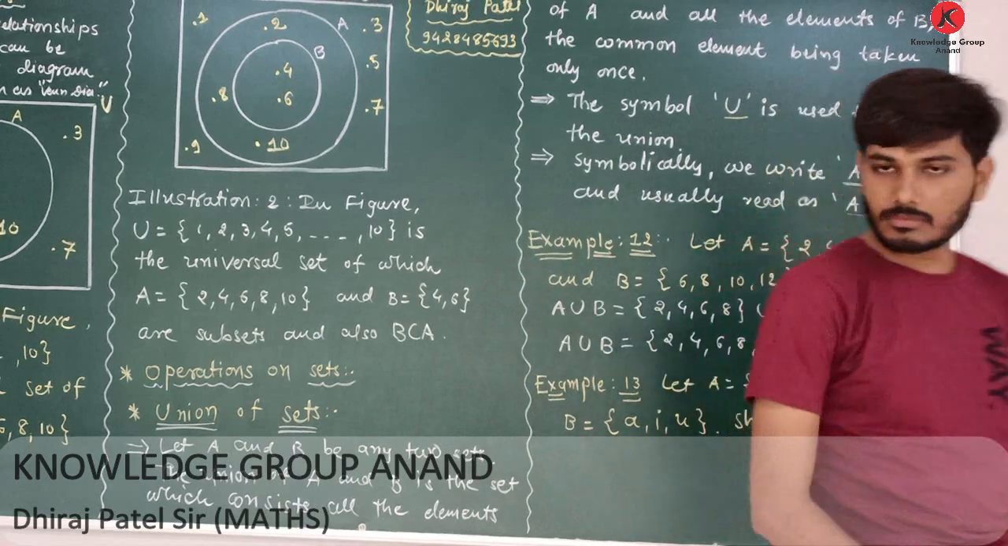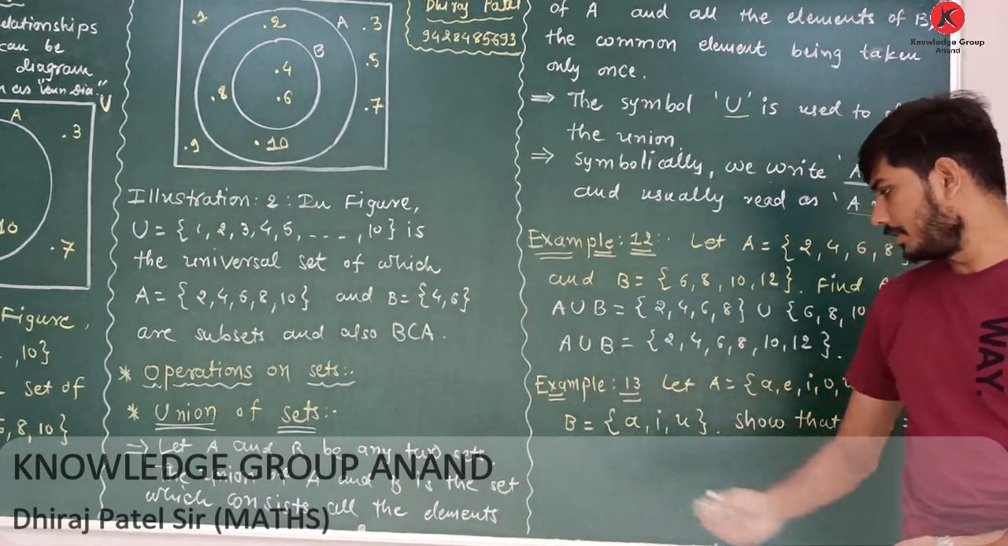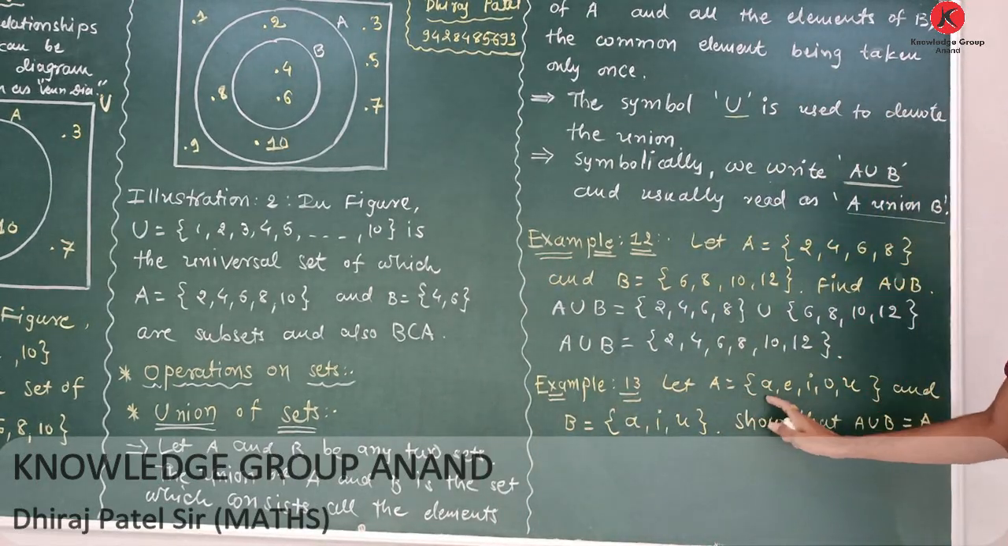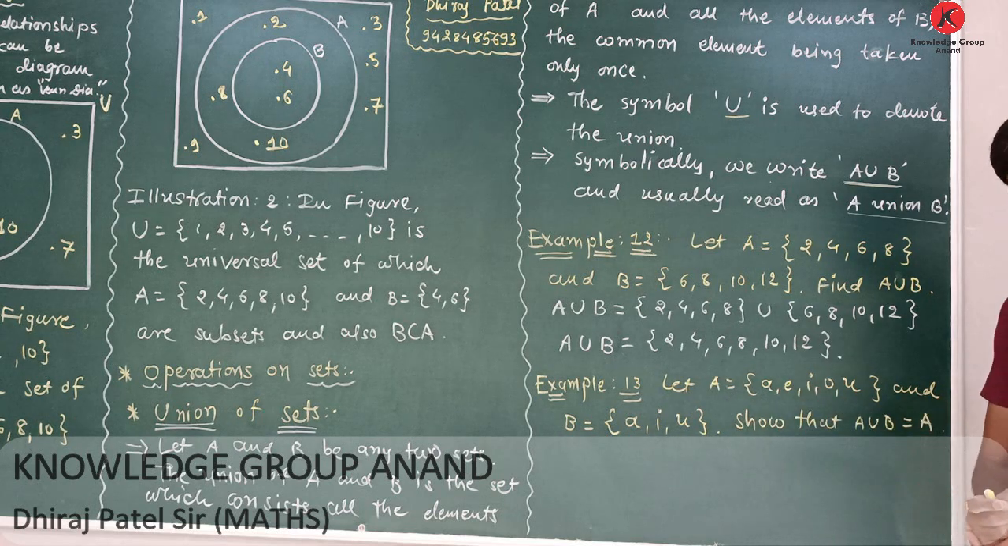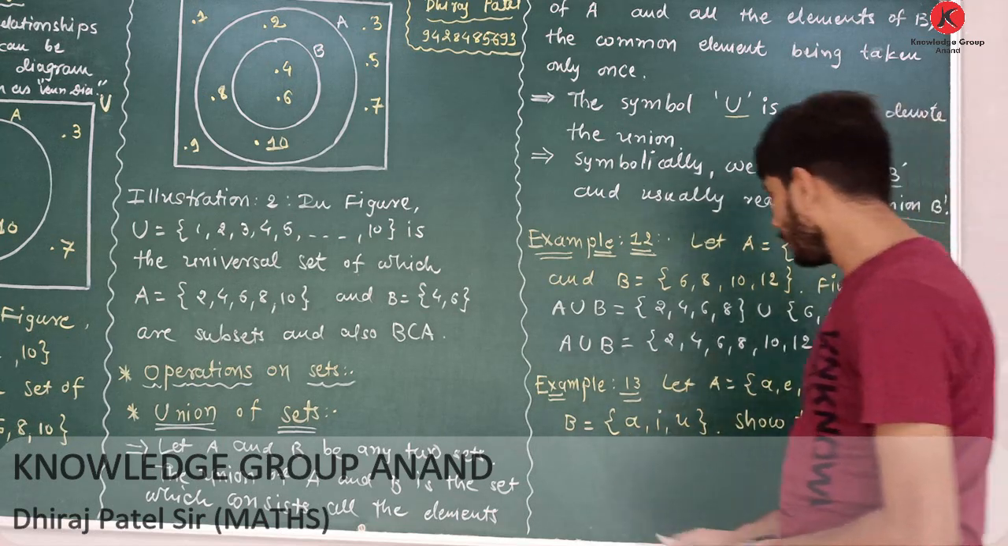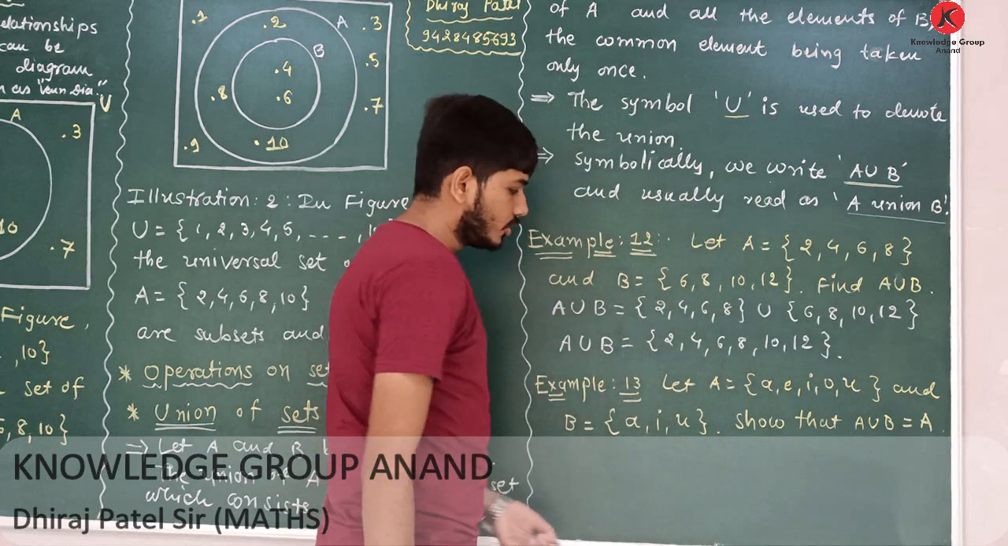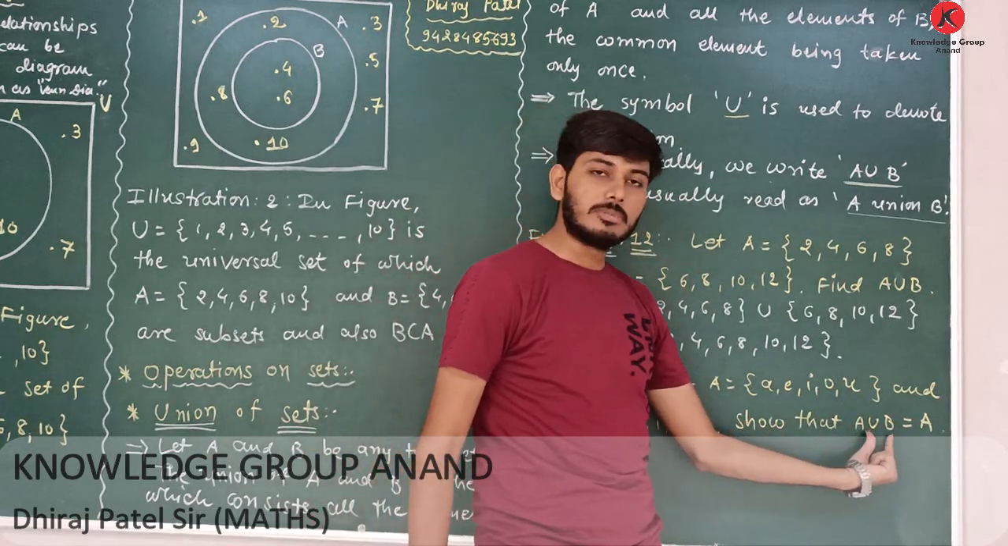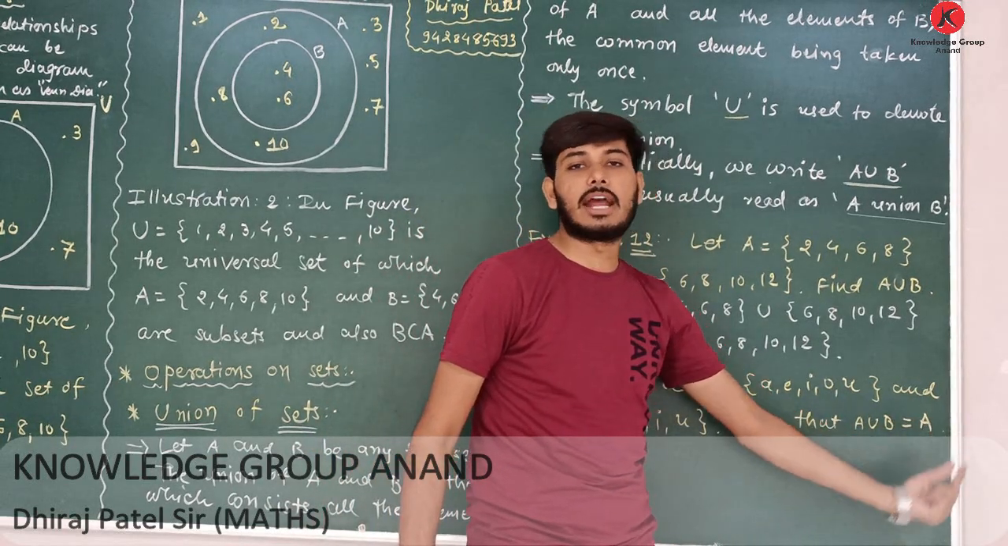Next one, example number 13. Let set A equal to A, E, I, O, U. Set A has 5 elements: A, E, I, O, U. And set B equals A, I, U. Show that A union B equals set A.